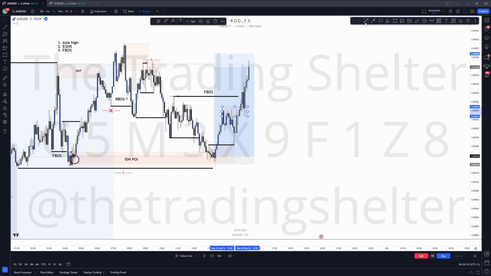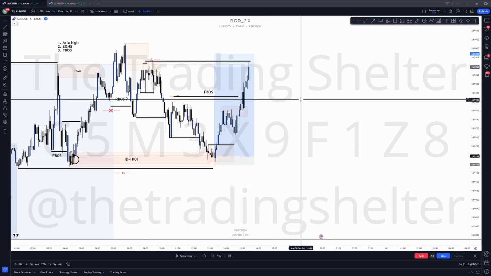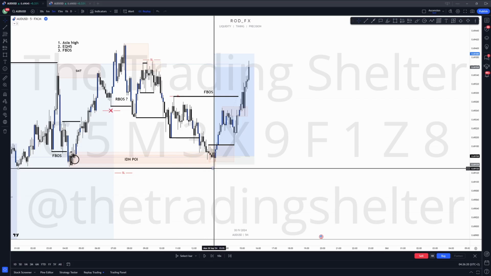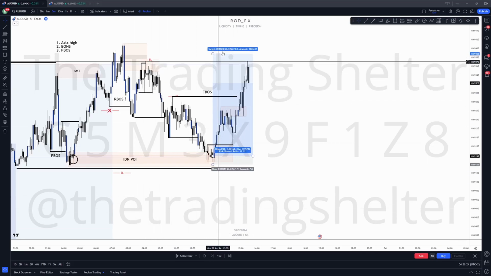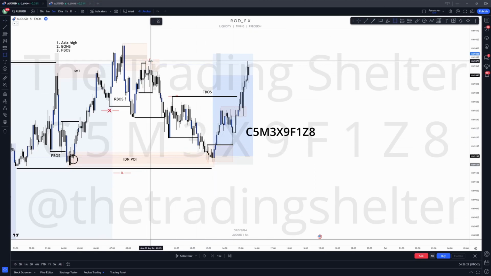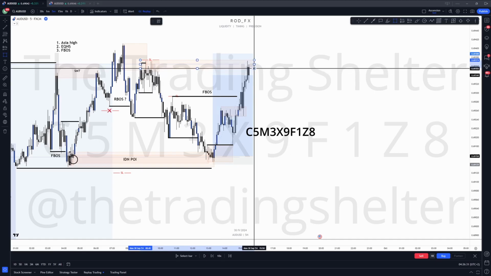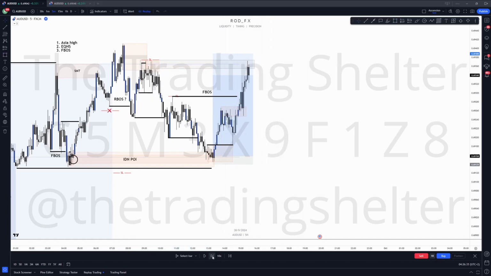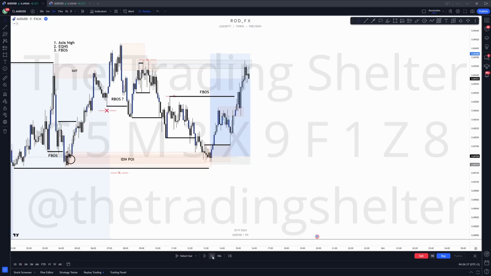It was perfectly stopped at the equal highs, sorry, and also at this supply zone. And if you see it here: rejection, rejection, rejection, rejection. This was a solid close reaction, and we see price reacting.